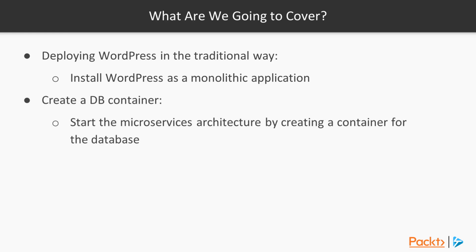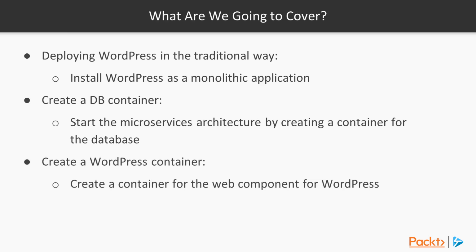Then in the subsequent lessons, we are going to learn how we can break this monolith installation into two microservices, one for the database. We're going to create a database component or a container using Docker. In the last section, we are going to create the other part of the microservices architecture, which is the WordPress or the web part of the application. We're going to create a container for WordPress, and we are going to link them together, effectively turning the monolith WordPress application into a microservices-based one.